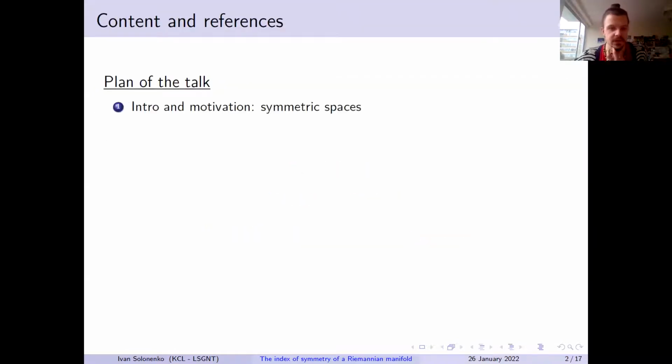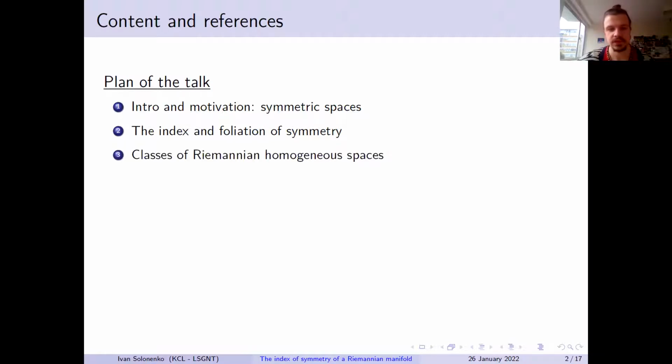So here's the plan of the talk. First, I'll give some introduction and motivation, which is going to be about symmetric spaces. Then I'll define the index and foliation of symmetry. Then I'll introduce some classes of Riemannian homogeneous spaces for which it is in general easier to compute the index and foliation of symmetry, because in general it's very hard. And finally, I'll talk about some known results.